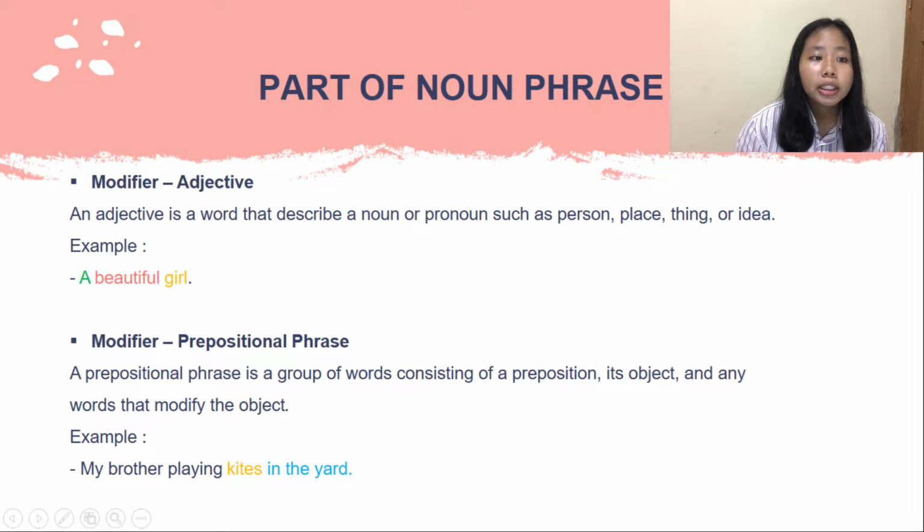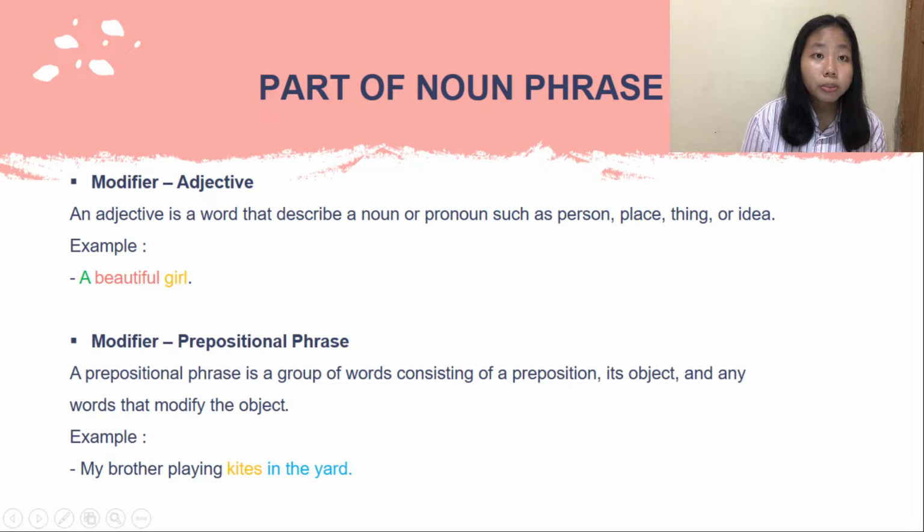Move to the third part of noun phrase. There is modifier adjective. We know that adjective is the word that describes a noun or pronoun such as person, place, thing, or idea. The example of adjective is a beautiful girl. In that phrase, beautiful acts as an adjective.